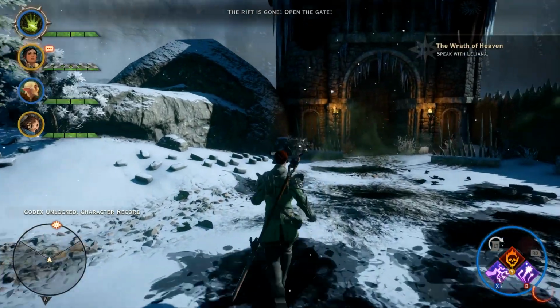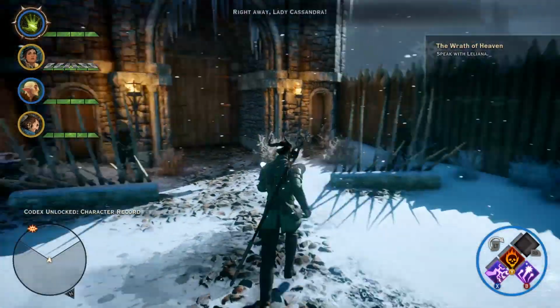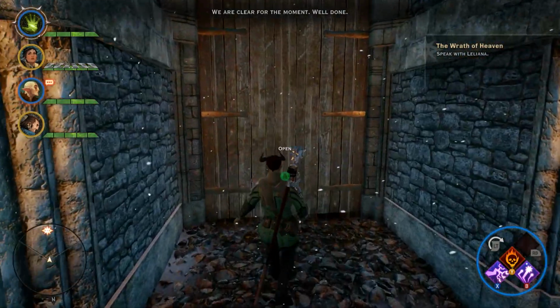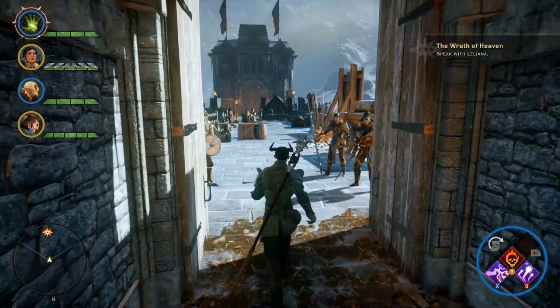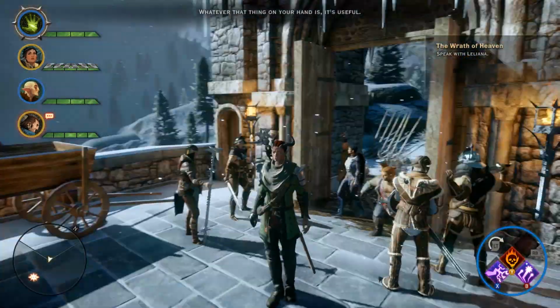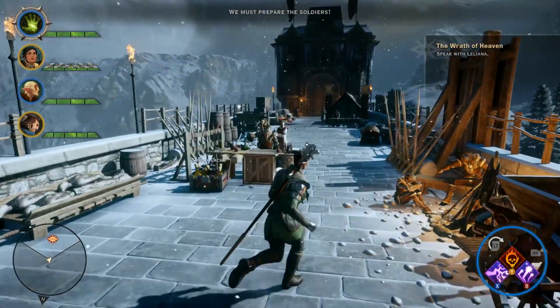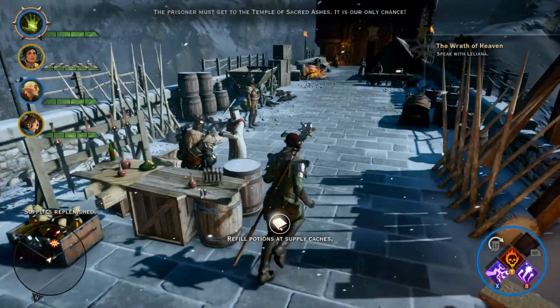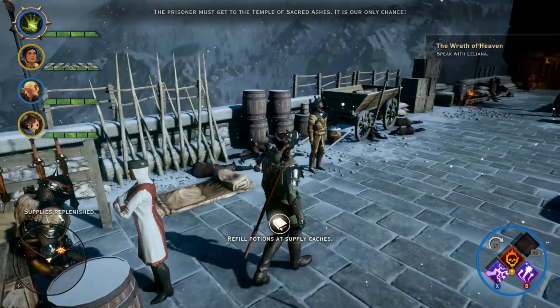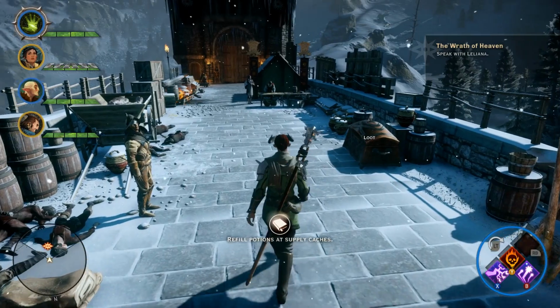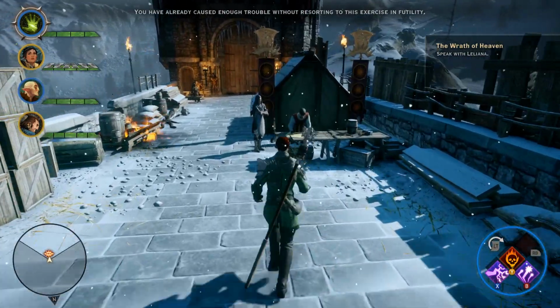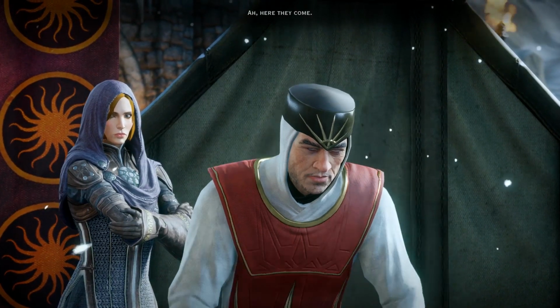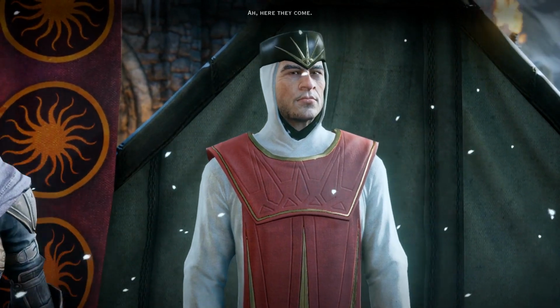Rift is gone. Open the gate. Right away, Lady Cassandra. We are clear for the moment. Well done. Whatever that thing on your hand is, it's useful. So it would seem. Supply cache. Grab that. Refill all my potions and everything. There's Liliana. Here they come.